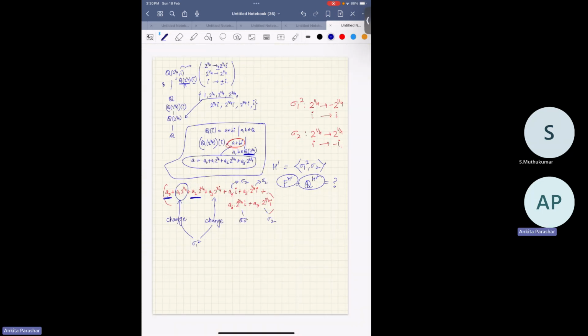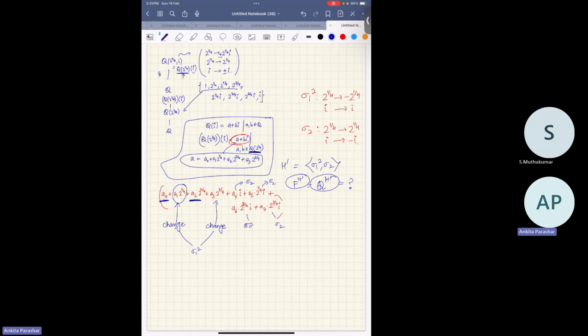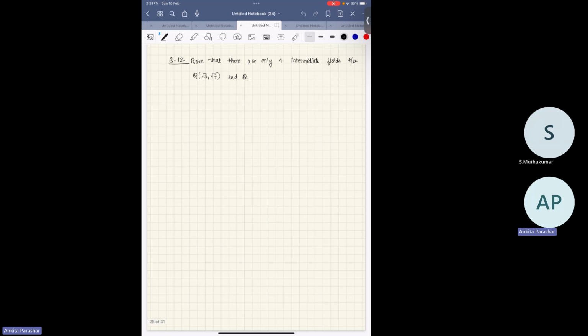Okay, let me just repeat once again the fundamental theorem. Let's go back to the previous tutorial and look at the fundamental theorem.